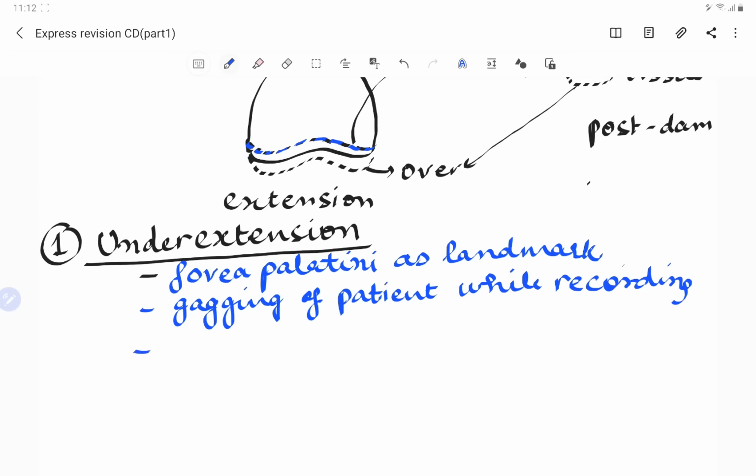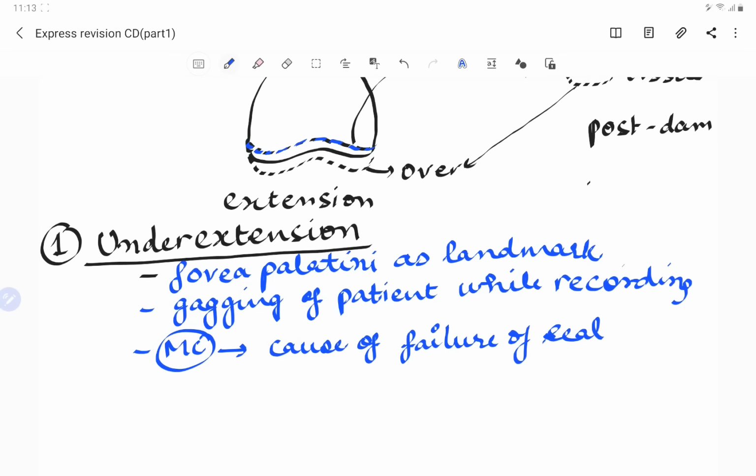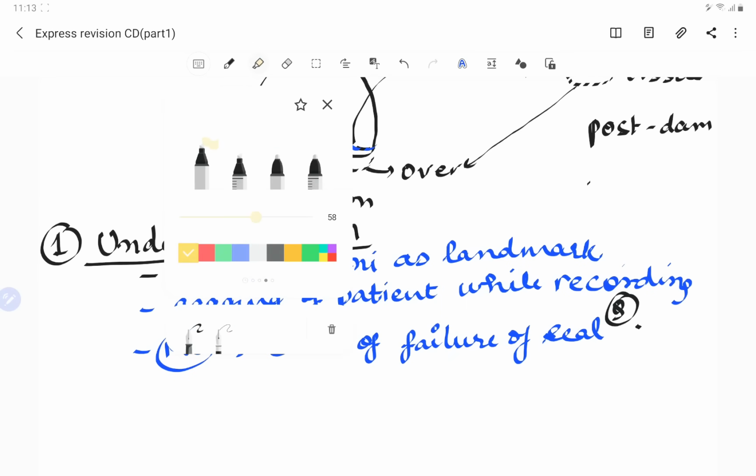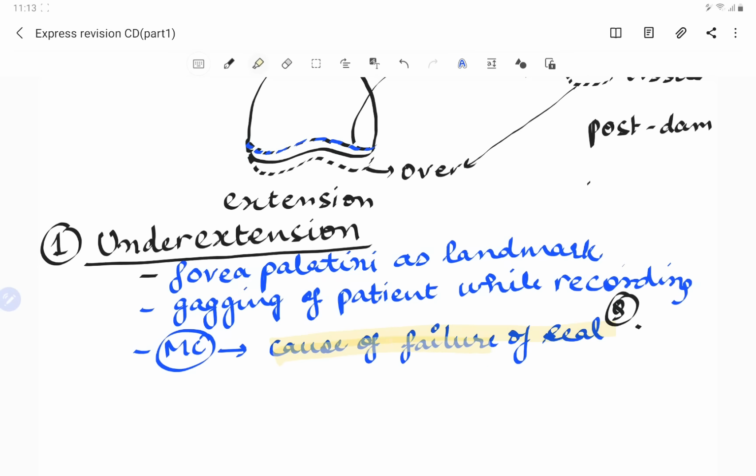And the most common failure of the seal of the denture is due to underextension. That means when the seal fails, the upper denture is not retentive and keeps falling down again and again. There is not going to be a retentive maxillary denture, there is a breakage in the seal, due to the underextension of our denture. So this is about underextension, the cause of the failure of seal.